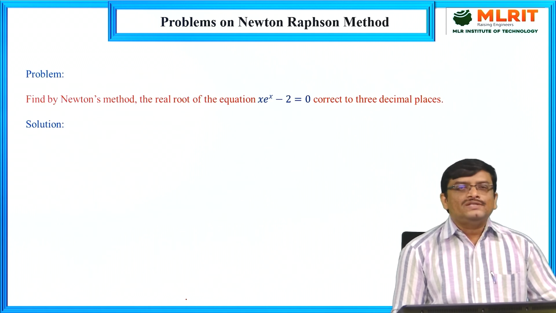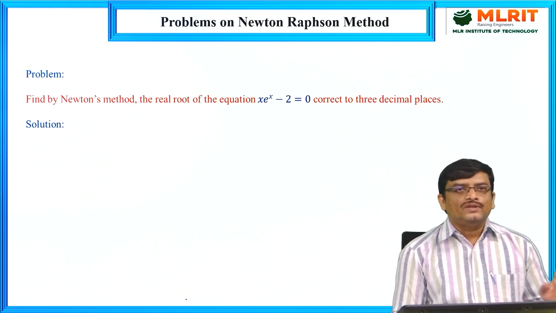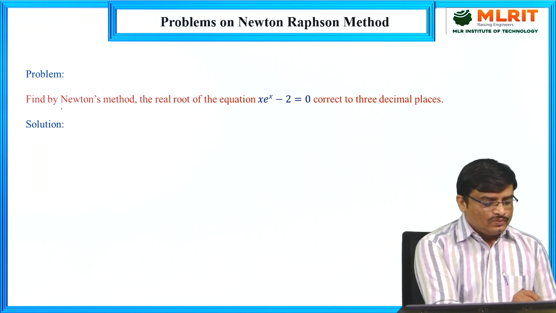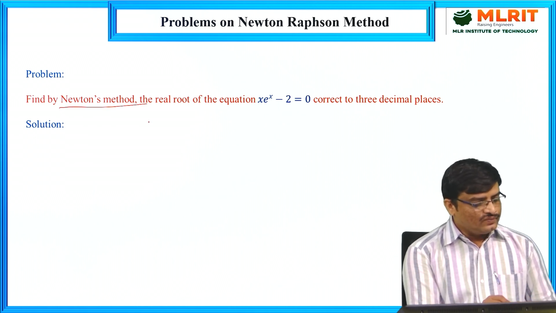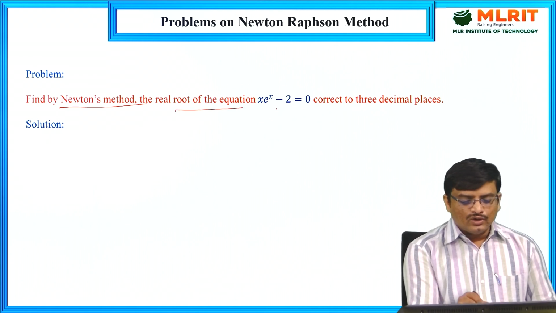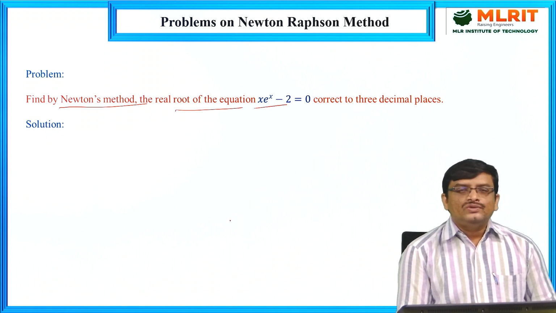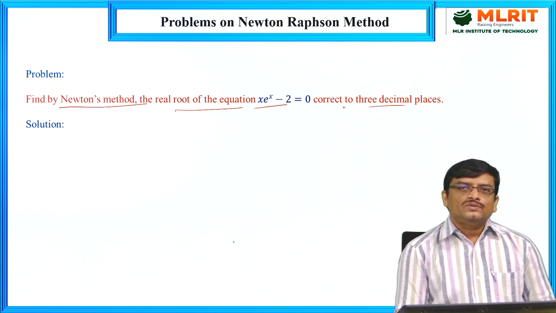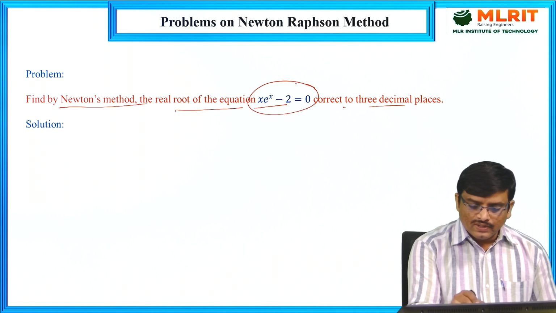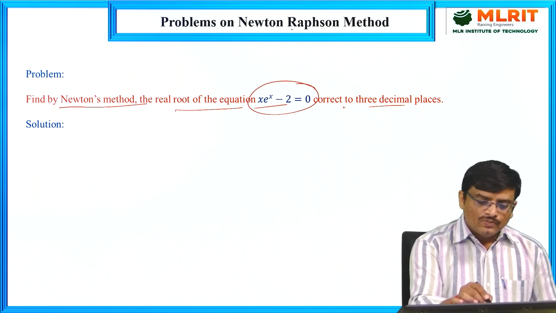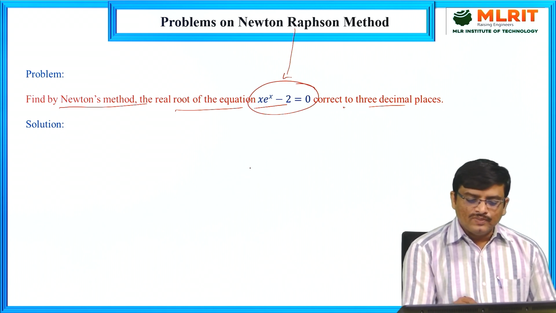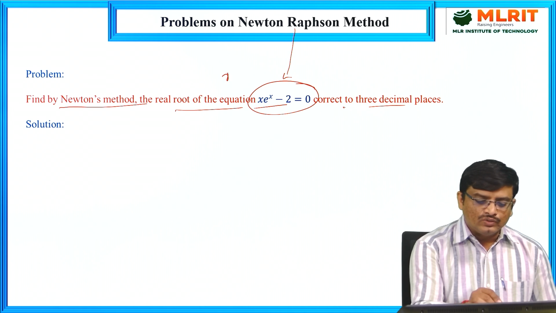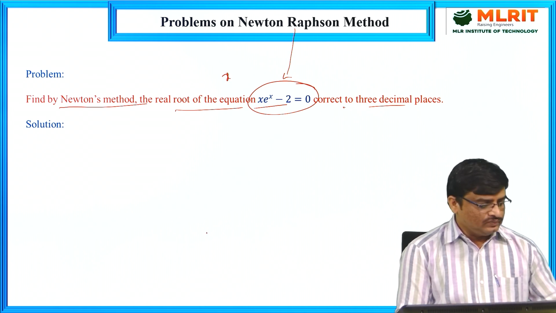Now let us take some examples on the Newton-Raphson method. This is our problem: find by Newton's method or the Newton-Raphson method the real root of the equation x into e power x minus 2 is equal to 0, correct to 3 decimals. This is the equation given. For this equation, we have to find the root using the Newton-Raphson method.